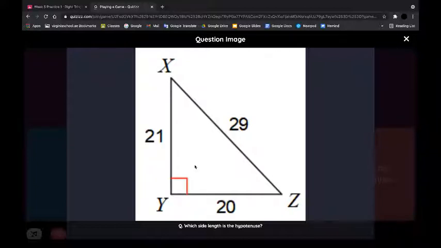In our case, the right angle is angle y, and the side which is opposite to angle y is 29. And it is also the longest side in this triangle, as the other two sides measure 21 and 20. So the longest side is the hypotenuse, hence it's 29.